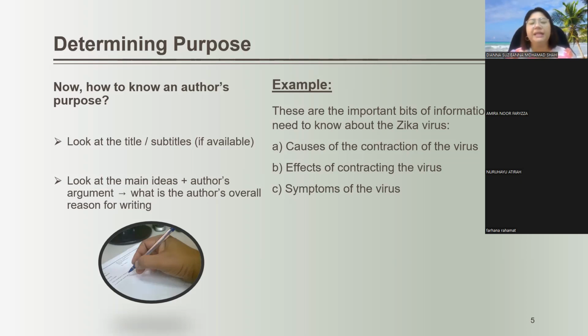So let's take a look at the example. These are the important bits of information you need to know about the Zika virus. Number one, causes of the contraction of the virus, effect of contracting the virus, as well as symptoms of the virus. So in your opinion, what is the purpose of this particular article? Anyone?